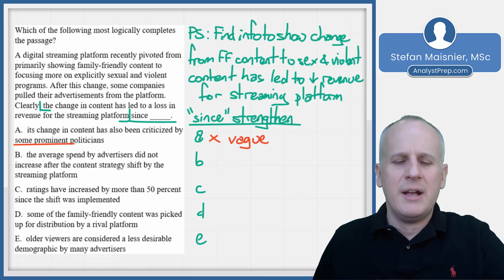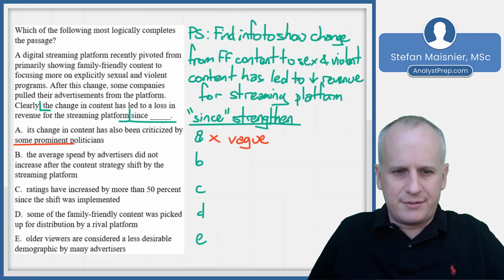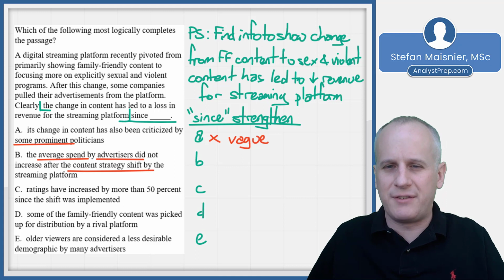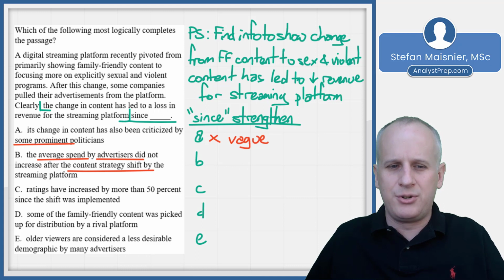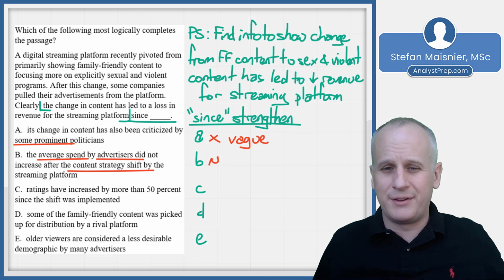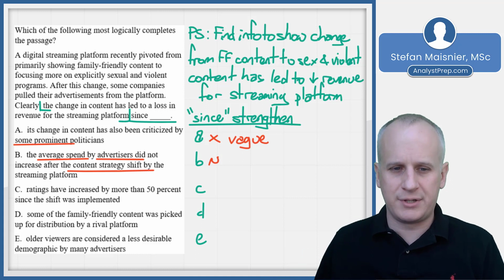Now, for choice B, we have the average spend by advertisers did not increase after the content strategy shift by the streaming platform. Now, the average spend by advertisers is certainly going to be relevant, and we know that there was a content strategy shift. So even if I don't immediately recognize the relationship between choice B and how it does actually affect the conclusion, at the very worst, I'm going to use my little tilde or squiggle and say I'm going to hold this, because there's nothing that is immediately vague, weakening, or requiring additional outside information in choice B.